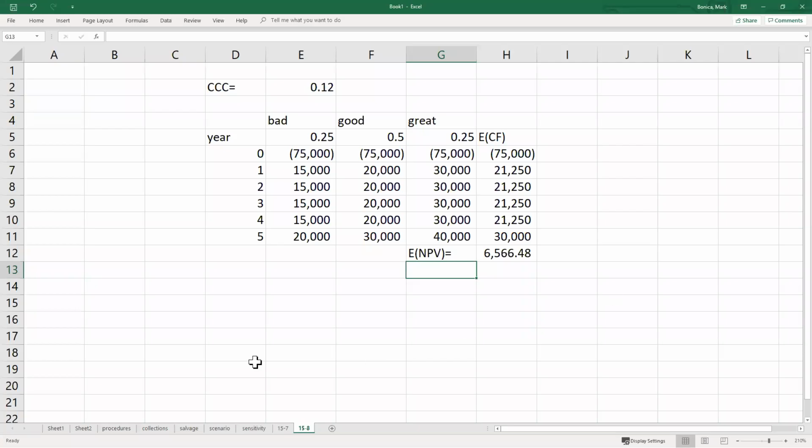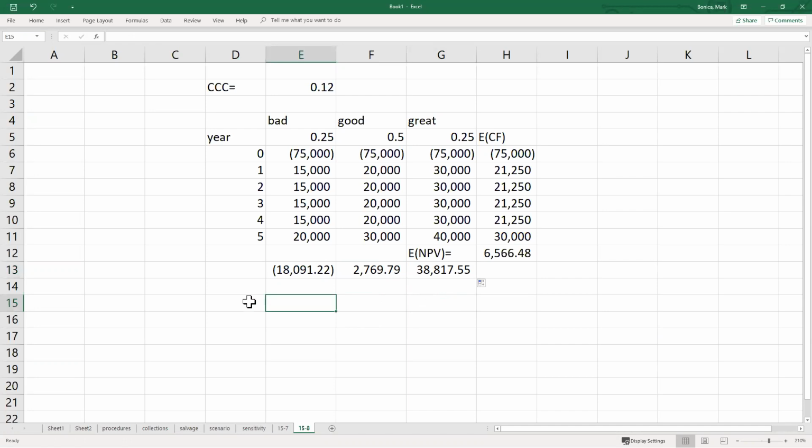Okay, so part B says, what are the project's most likely worst case and best case NPVs? So we just do the NPV of the cash flows plus the initial investment. So for bad, it's -18. And we've got for good, it's 27. And for great, it's 38.